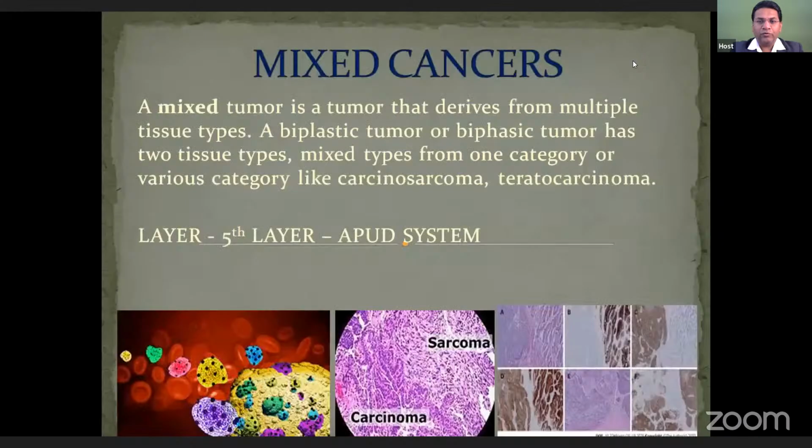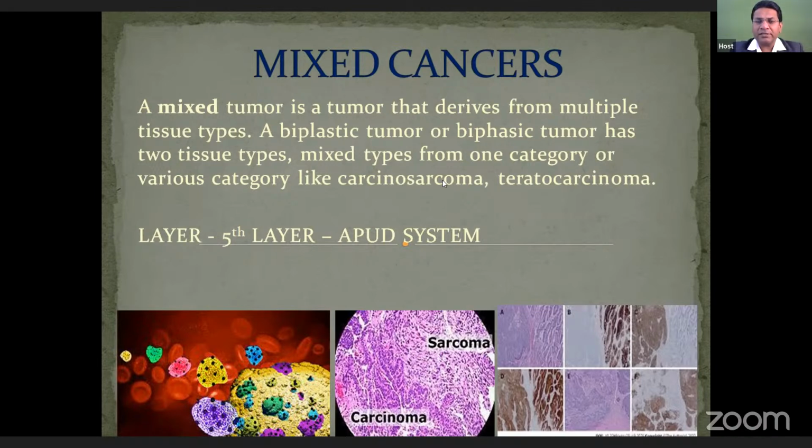So mixed cancers. A mixed tumor is a tumor that derives from multiple tissues or cells. A biplastic tumor or biphasic tumor has 2 tissue types, mixed types from one category or various category, like carcinosarcoma or teratocarcinoma. These are examples of mixed tumor.